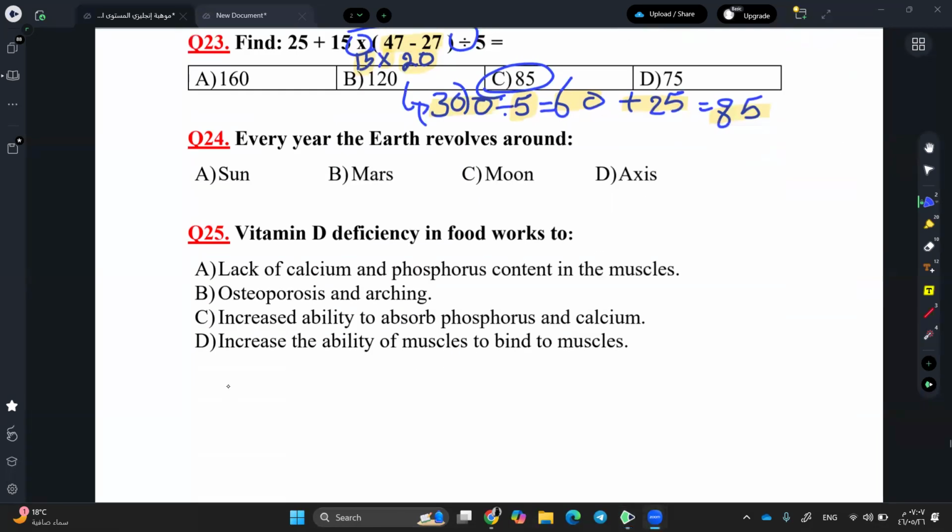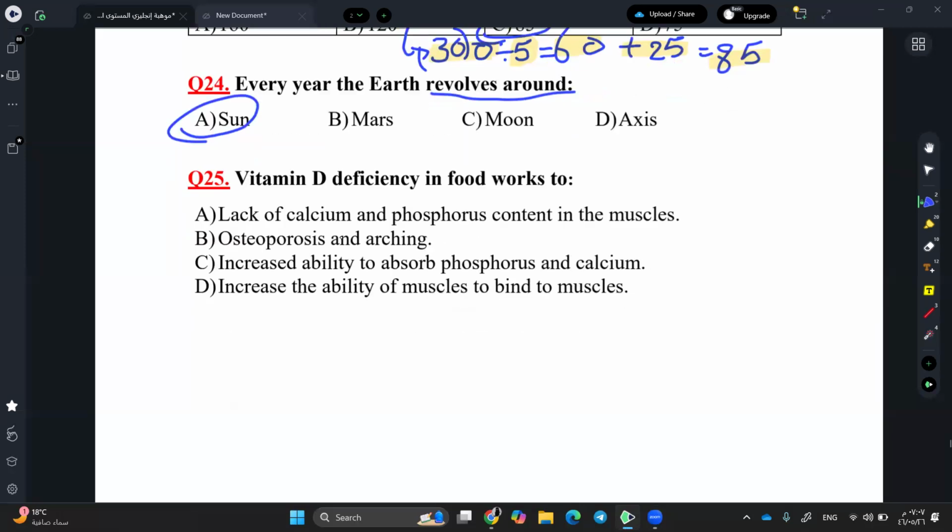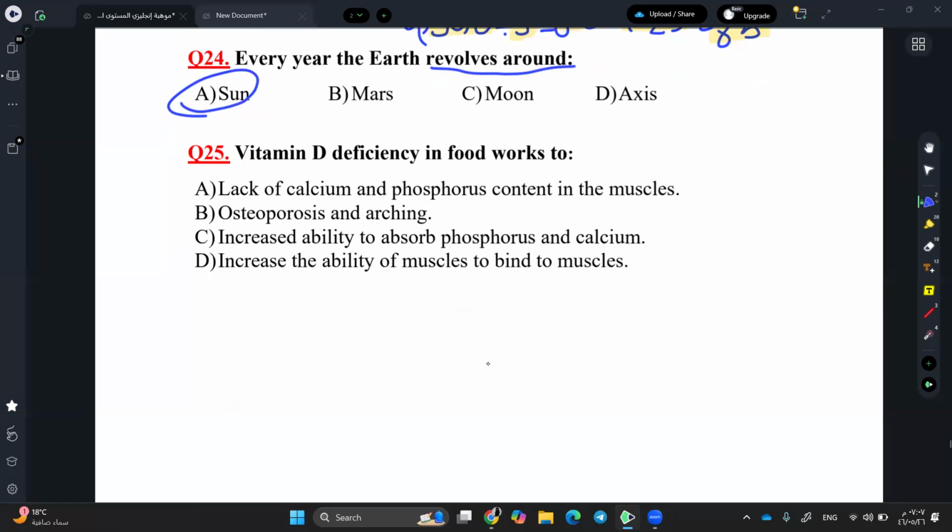Okay, question number 24. Yalla, who wants to? Yes, Ala. Okay, Ala. Question number 24. Every year, the Earth revolves around the sun. Around what? Excellent. So every year, Earth revolves around the sun. It just makes a circle around the sun. Ala, could you help me with the answer?